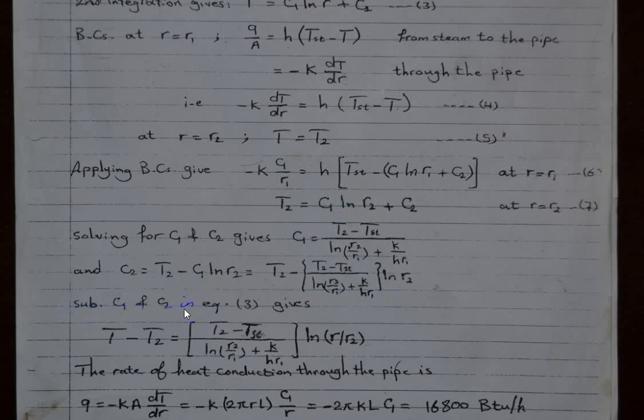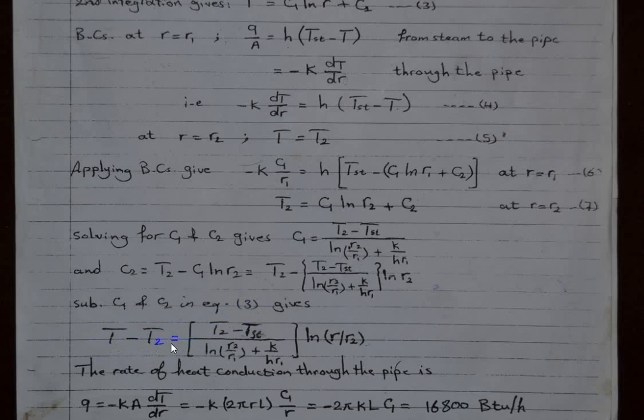Evaluating C1 and C2 in the equation gives T in equation 3. All you have to do is recall and rewind to equation 3, and you figure out the way I'm talking about. T equals T2, as you can see right in front of you. This is the temperature distribution equation.